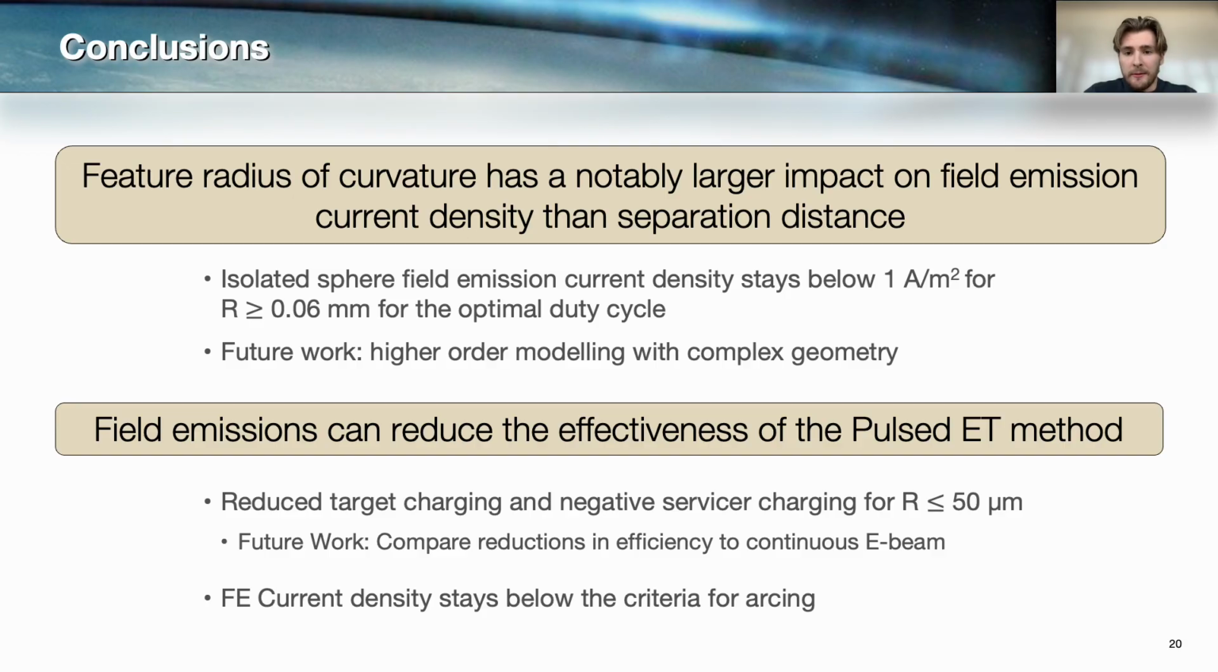From these, we found that field emissions do have the potential to greatly reduce the effectiveness of the pulsed electrostatic tractor concept compared to previous studies that didn't consider field emissions. But these effects are only notable for targets with sharp features, or features that have a radius of curvature below around 50 micrometers. We haven't fully compared these results to the originally proposed continuous electron beam, but that is the next step that we are currently pursuing. And then finally, the time-varying charging study also showed that arcing from field emissions is not expected.